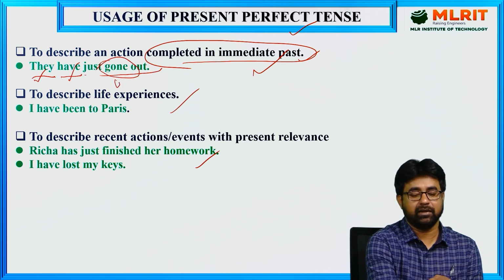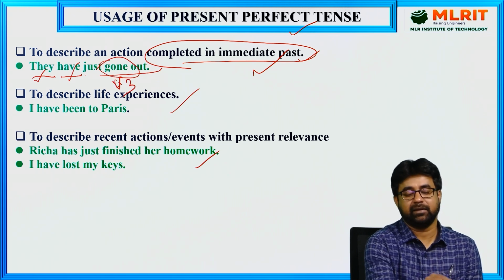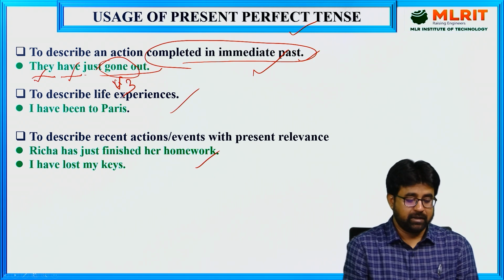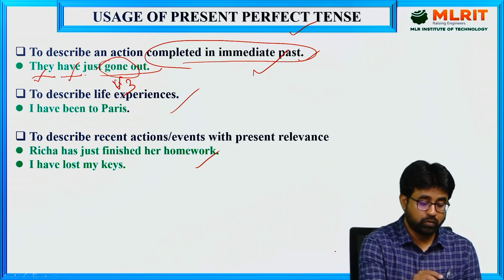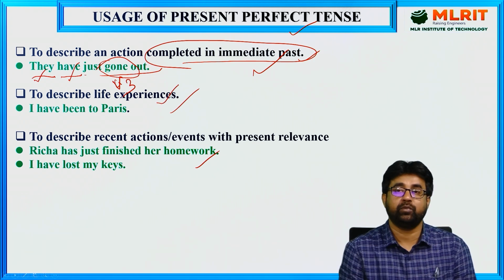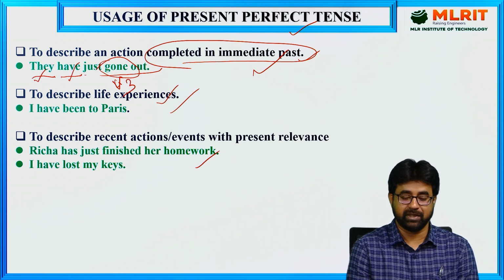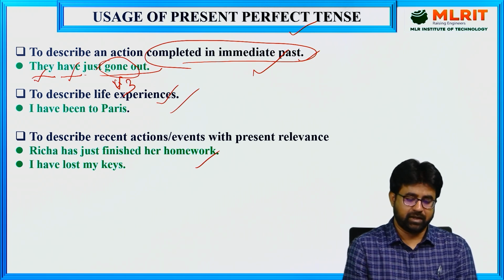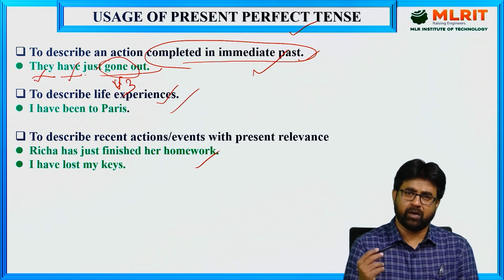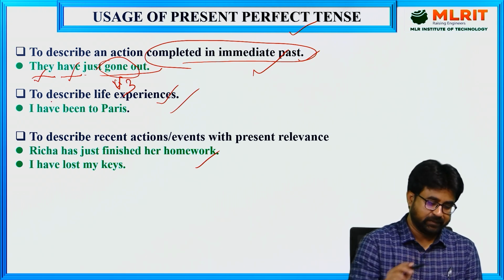Gone is what? V3, right? Then, so this is one thing: to describe life experiences. When we talk about our life experiences, meaning once-in-a-lifetime experiences, we say, right? So in those kinds of things also, to describe those kinds of events, which tense should we be using? Present perfect tense.